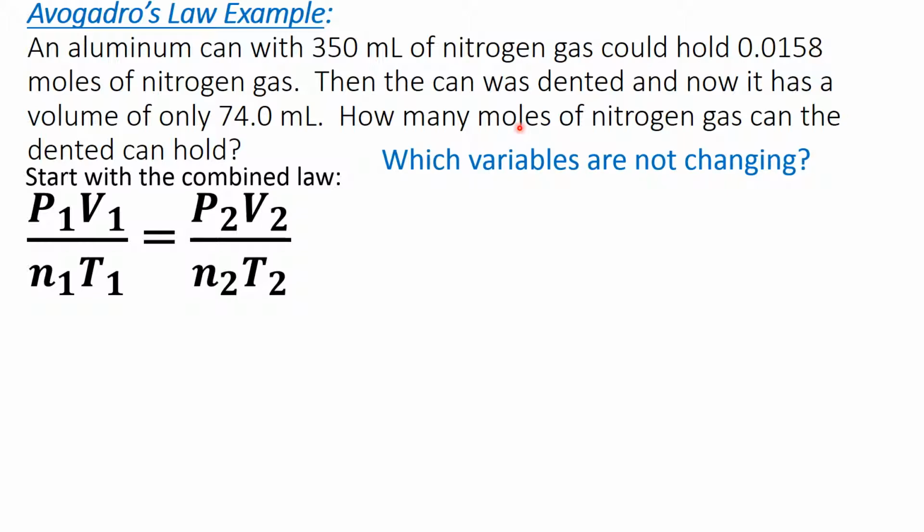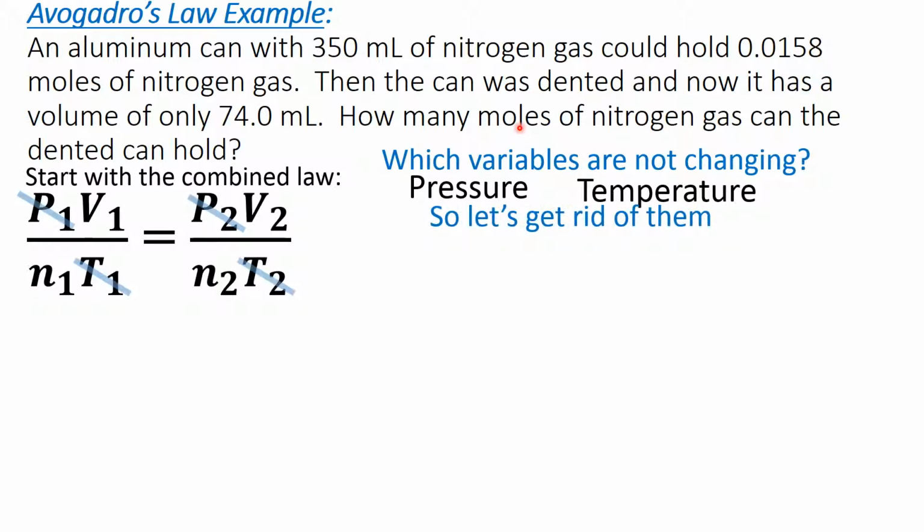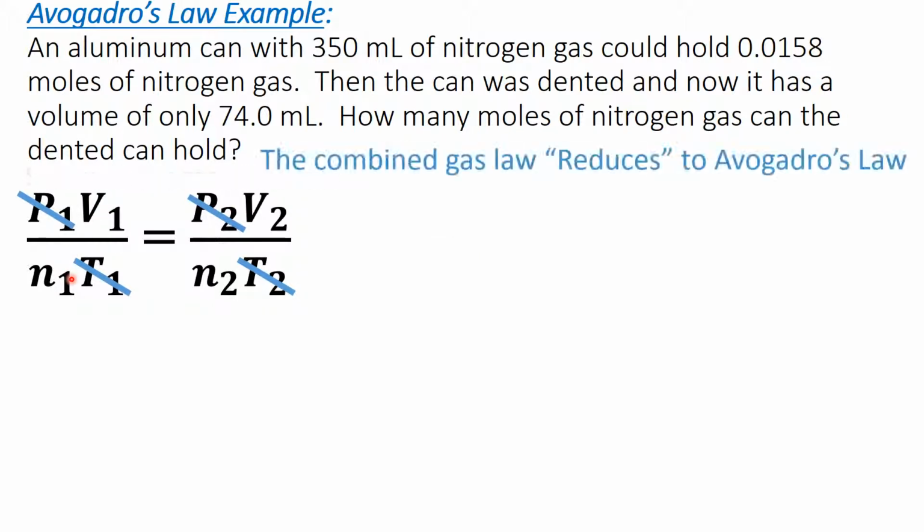Which variables are not changing? Well, we didn't see pressure anywhere in the question, and we didn't see temperature anywhere in the question. So we can strike these out of our equation again, and we end up with V1 over N1 equals V2 over N2, the only variables that are left. So that reduces to Avogadro's law, which looks like this. Again, you don't have to rewrite it. What you've already got written down right here with the variables struck out is totally fine.